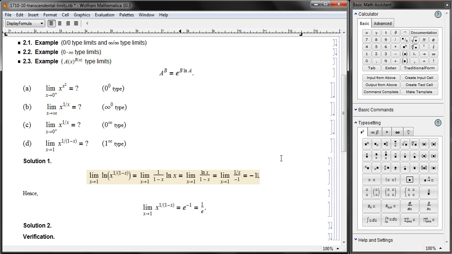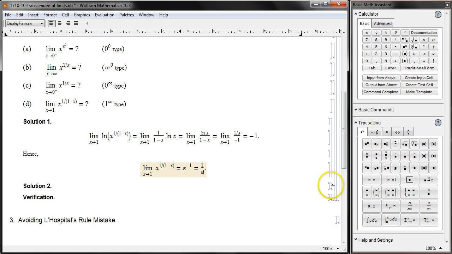Next, applying L'Hopital's rule, we get something simple. We had a 0 over 0 type limit. Alright, so we can use L'Hopital's rule, by the way. Log of 1 is 0, 1 minus 1 is 0. Okay, L'Hopital's rule works. This is negative 1, so upon taking the exponential again, we get e to the negative first power, or 1 over e.